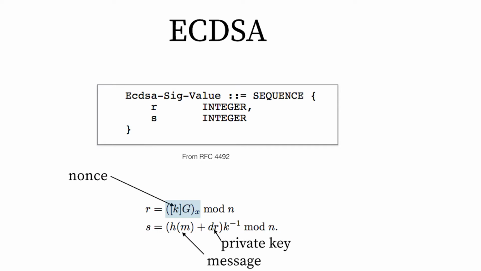Here you take the nonce and you multiply it by the public point, which is part of your public key. This is how you compute the number R, and this is what we want to focus on. We're going to see if that multiplication of the ephemeral key with the public key can leak some information.